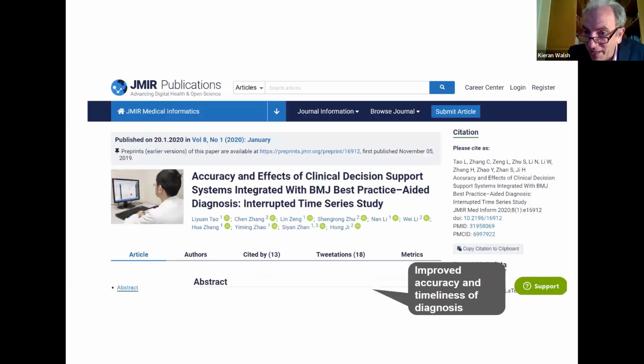Another one here, this from China. So these are from around the world where they integrated BMJ Best Practice into the electronic healthcare record, and they improved the accuracy and the speed to diagnosis.